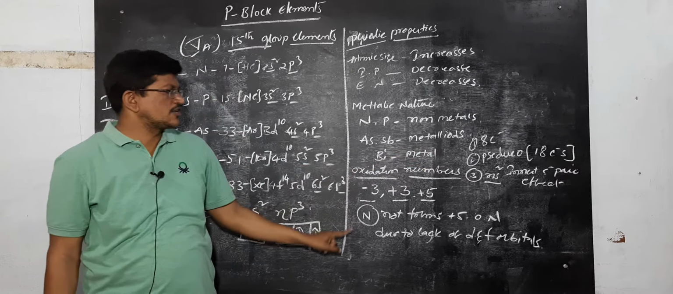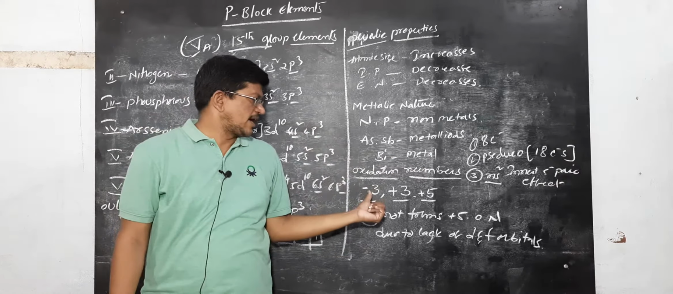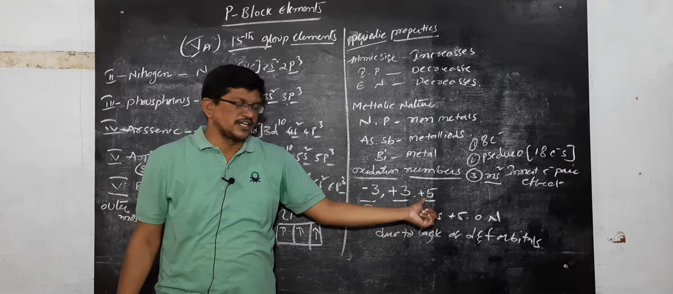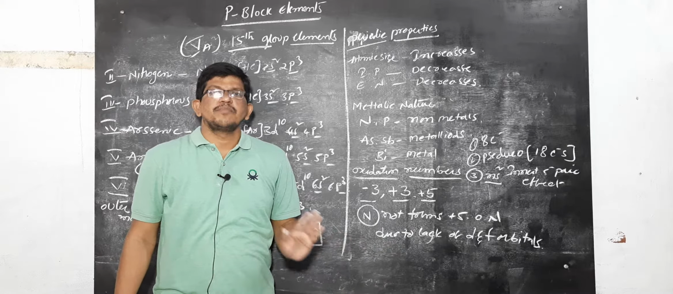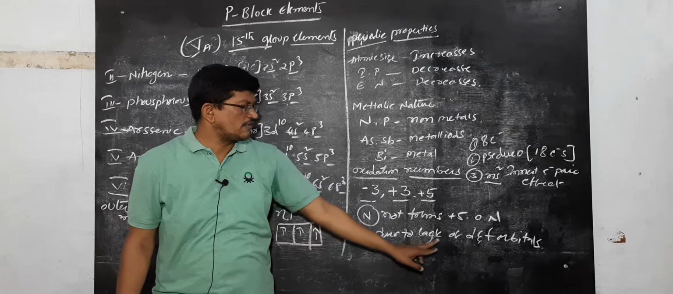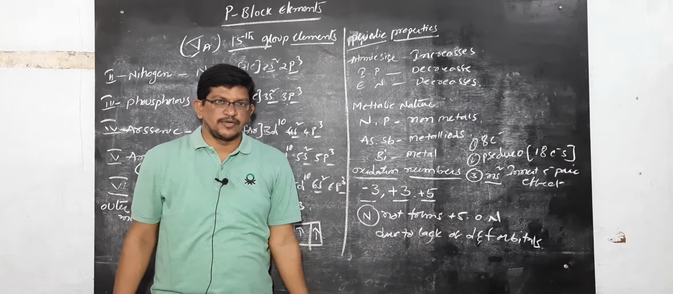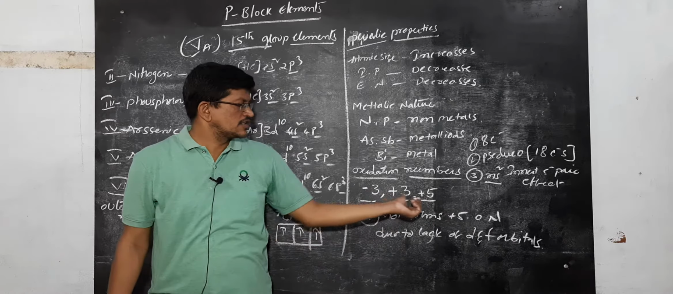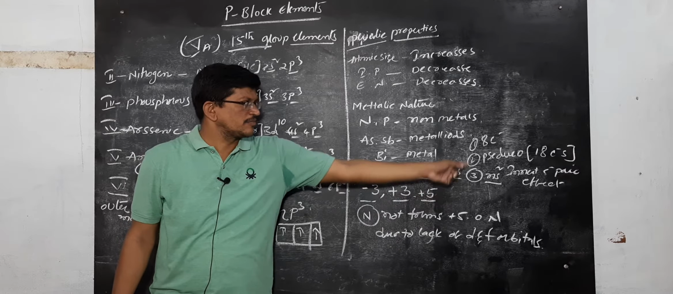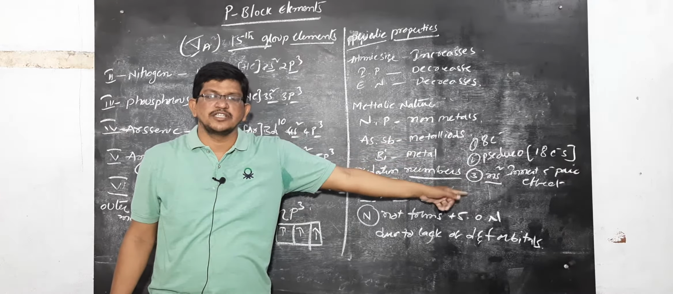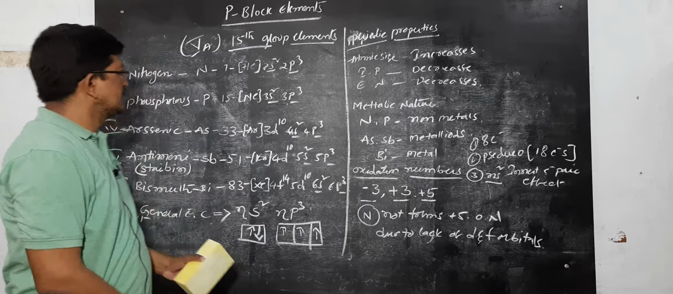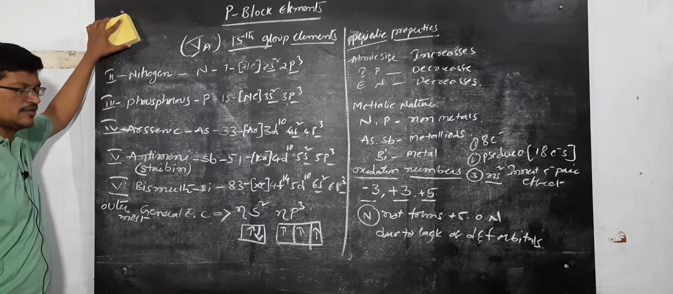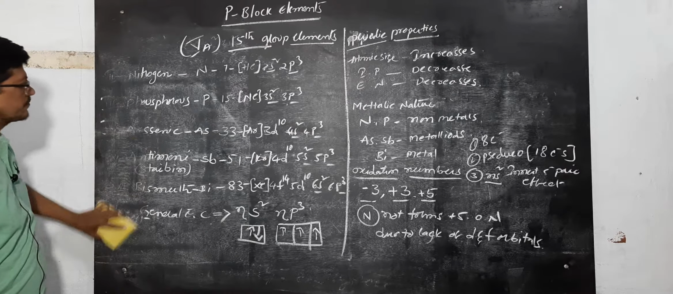So nitrogen and phosphorus are non-metals, arsenic and antimony are metalloids, and bismuth is a metal. Coming to the oxidation numbers, they show -3, +3, +5. Among these, nitrogen does not show +5 because of lack of D and F orbitals. They show different oxidation numbers to get stability. Now I am moving towards the continuation of the oxidation numbers topic.